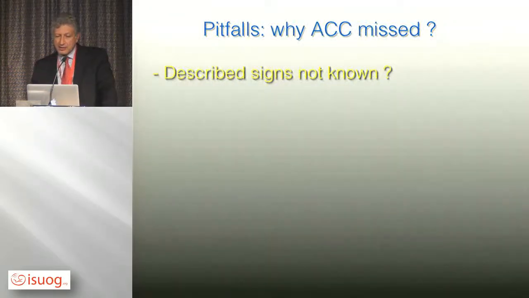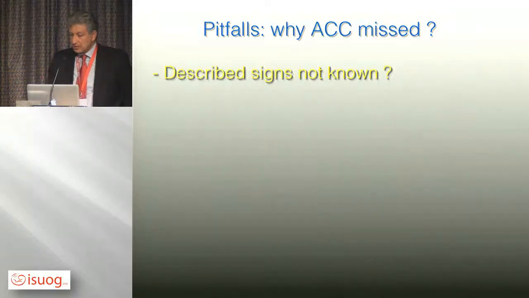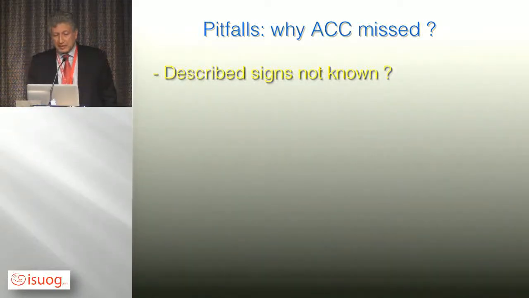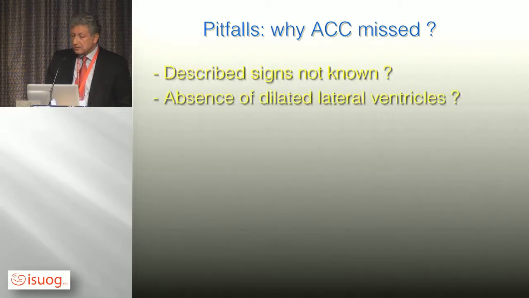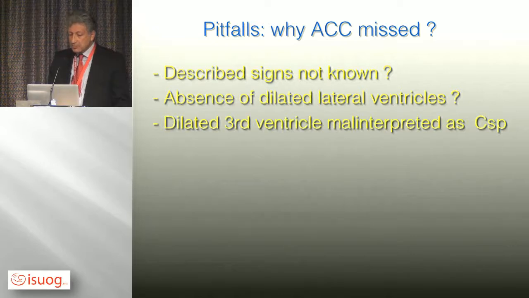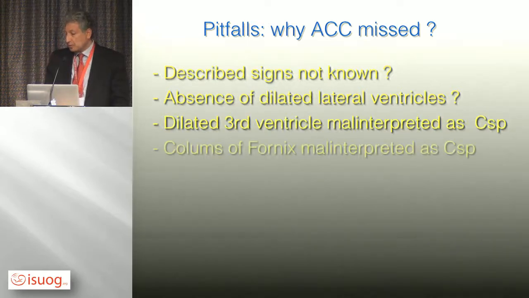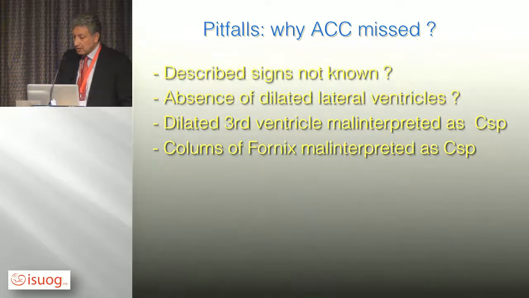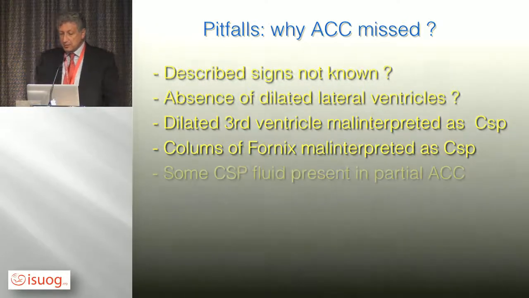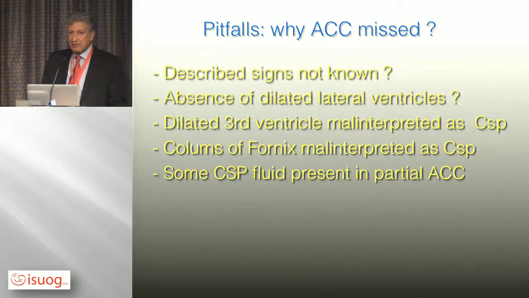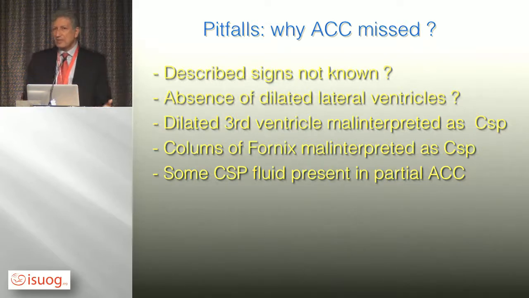Now, why is agenesis of the corpus callosum missed? I think in many cases because the signs are not known, but sometimes because the lateral ventricles are not dilated, and this is why it may be missed. The third ventricle may be misinterpreted as a cavum septi pellucidi, or as we have seen before, the columns of the fornix may be misinterpreted as cavum septi pellucidi. Some cases have a cavum septum pellucidum with some fluid, especially in partial agenesis, and this is why it's not detected. And if you compare the cases, we have by far more complete absence, and only occasionally a case of abnormal shape and partial agenesis.